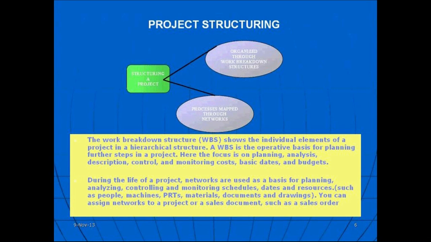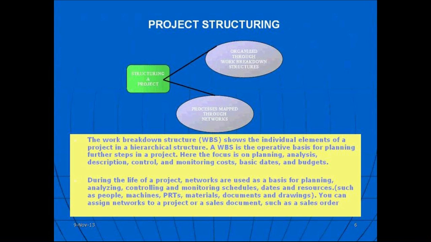You can do your planning, you can decide your budgeting, dates, everything at the WBS level. Then you have the network. During the life of the project, networks are used as a basis for planning, controlling, monitoring, dates and all. At activity level, you can assign the people, the materials, documents, drawings in your project. You can assign a design, say the engine designs in automobiles, and when I upload any design, any person across the globe can see it. You don't need to send it through emails.